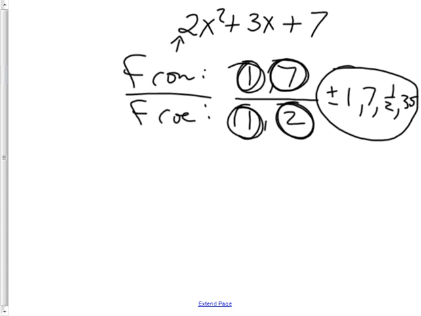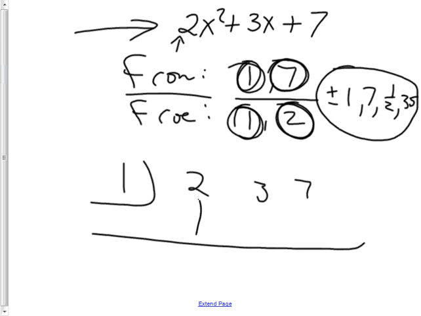It's, what are the possible roots of this equation? And you've got to take f con divided by f co. What does that mean? That means if I take this equation and now I check 1, it could possibly work. 1, 2, 3, 7. I'm going to double check it. Drop the 2, multiply, add, multiply. Did it work? Nope. Now I've got to check -1.